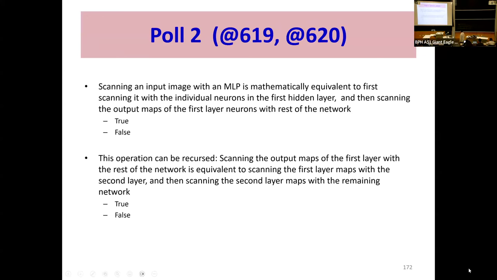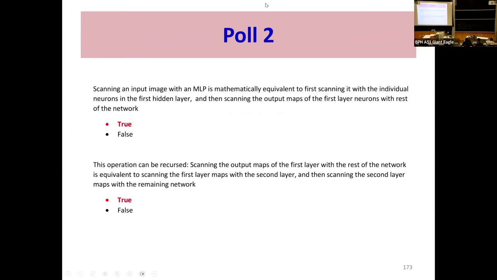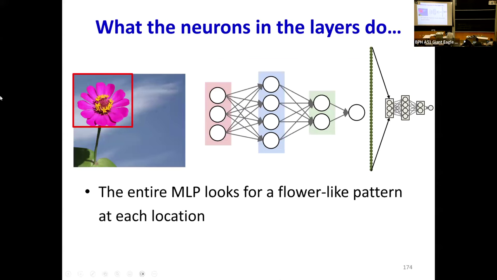And so scanning an input image with an MLP is mathematically equivalent to first scanning it with the individual neurons in the first hidden layer, then scanning the outputs of the maps of the first layer neurons with the rest of the network, right? This is true. And the operation we said can be recursed. Scanning the output maps of the first layer with the rest of the network is equivalent to scanning the first layer maps with the second layer and then scanning the second layer maps with the remaining network, which is basically what we also saw. So it's all the same. Changing the order doesn't change the final operation. And so the entire MLP basically looks for flower-like patterns at each position.